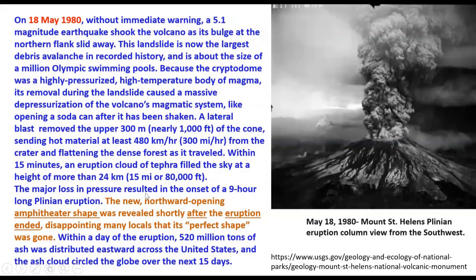The major loss in pressure resulted in the onset of a 9-hour-long Plinian eruption. So it's 9 hours. The new northward opening amphitheater shape was revealed shortly after the eruption ended. So everybody that's local, they were disappointed the perfect shape of the mountain was gone. It looks like a flattened souffle. You know, your souffle failed and it collapsed.